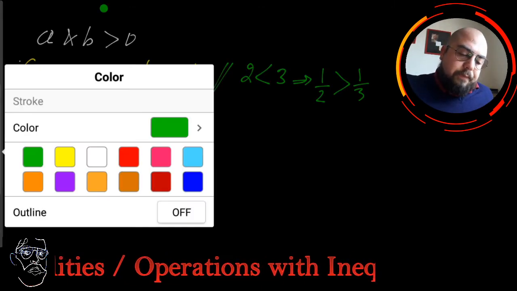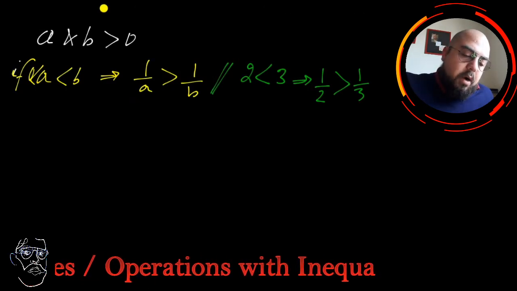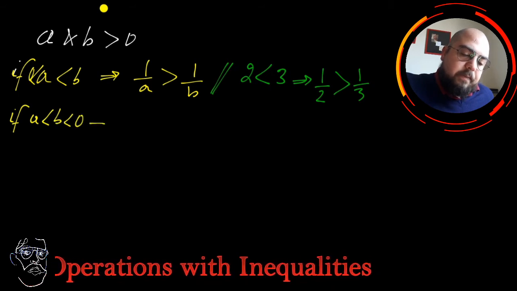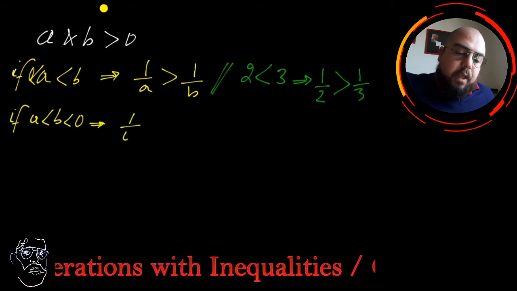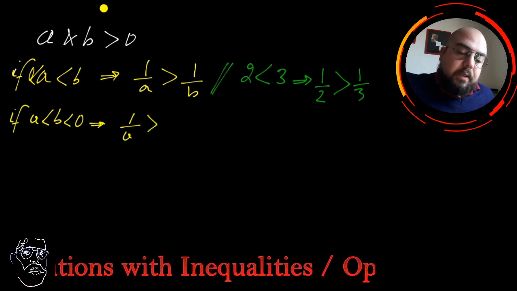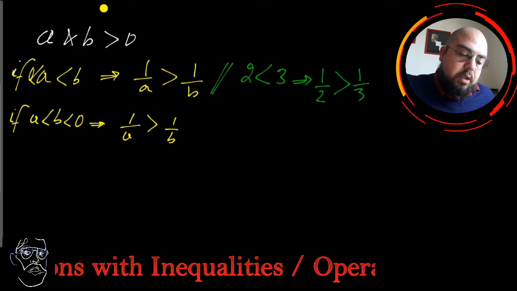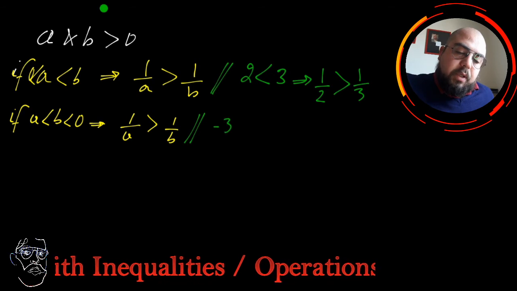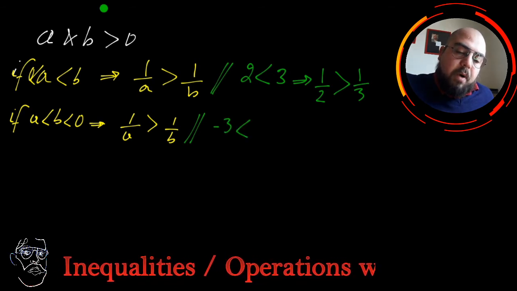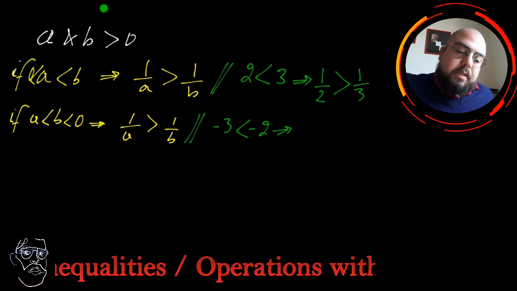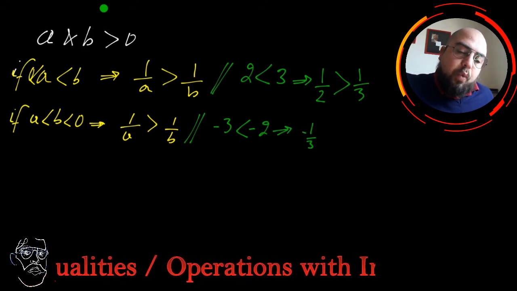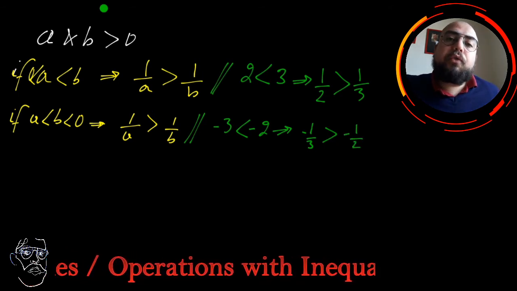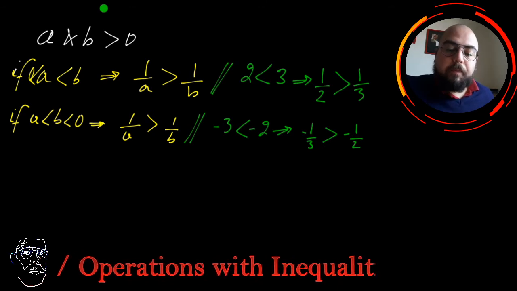Now what happens if A smaller than B and both of them are negative? In this case 1 over A will be greater than 1 over B. Again, you have to change the sign. So we can say that minus 3 is smaller than minus 2. In this case, minus 1 over 3 will be greater than minus 1 over 2. Minus 0.33 is greater than minus 0.5.